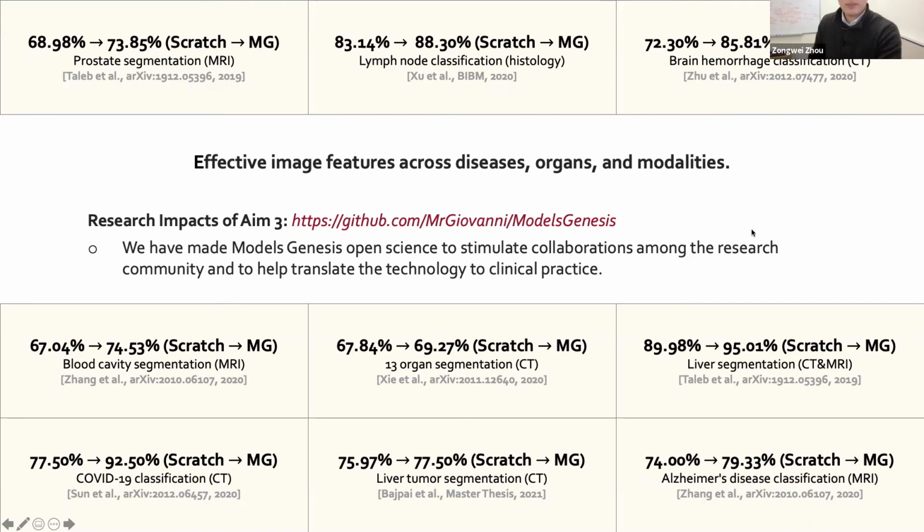The improved performance is obtained from different image modalities, such as CT, histology images, MRI, and others. I wish more teams will find Models Genesis useful, and I'm willing to help make it stronger and more generalizable.